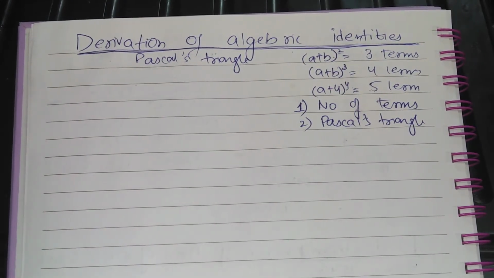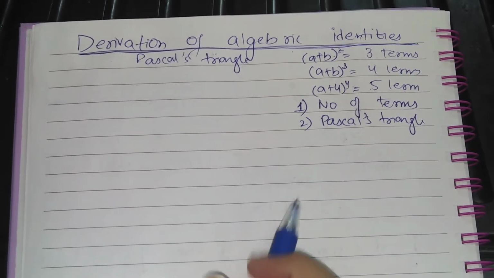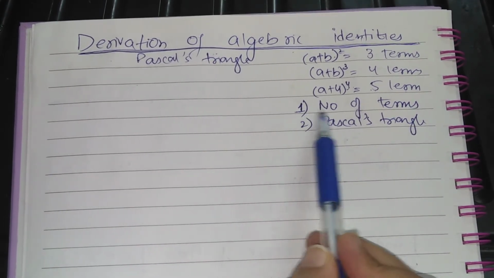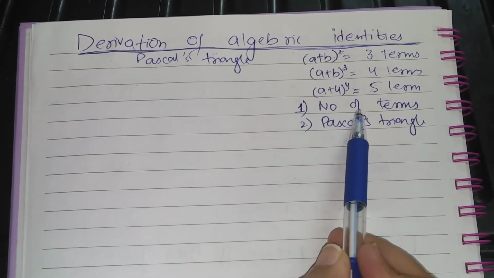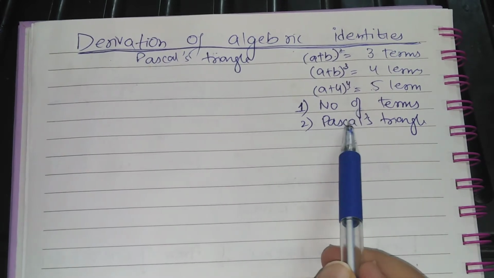Today's topic is derivation of algebraic identities. After taking this lecture, there will be no need of memorization of algebraic identities. It will take just 1 or 2 minutes to derive them. So, two main points to memorize. One is the number of terms in an expression, and second is Pascal's triangle.